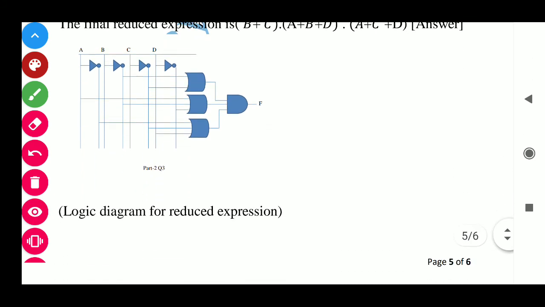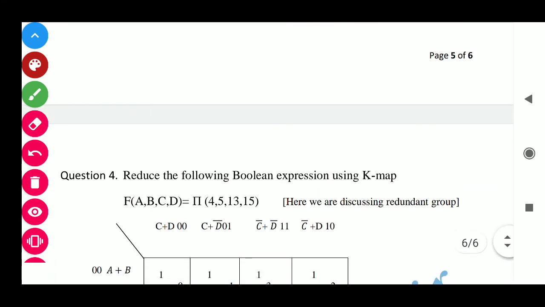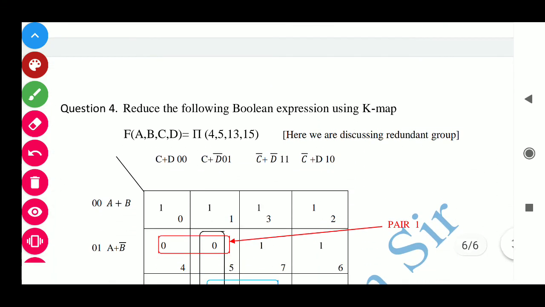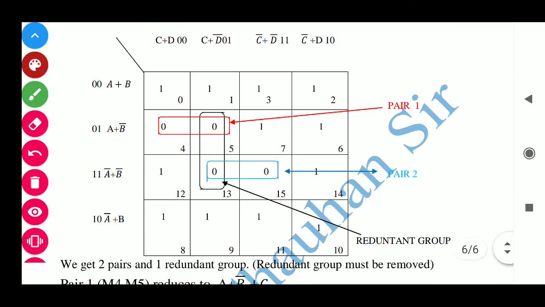One more question, question number 4, maybe it is last question. Reduce the following Boolean expression using K-map. So 4, 5, 13, 15. Same way, draw the logic diagram, write the 0, 1, 3, 2, 4, 5, 7, 6, 12, 13, 15, 14, 8, 9, 11 and 10. Then rows 0, 0, 0, 1, 1, 1, 1, 0. Same way, columns 0, 0, 0, 1, 1, 1, 1, 0.